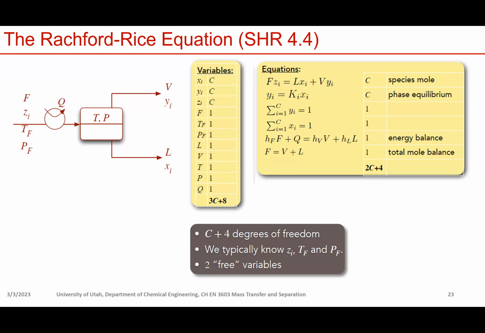But now you may ask, previously we talked about how we don't give all the Zi's, we only give C minus 1 of the Zi's. But why do we give all Zi's here? Any guess?